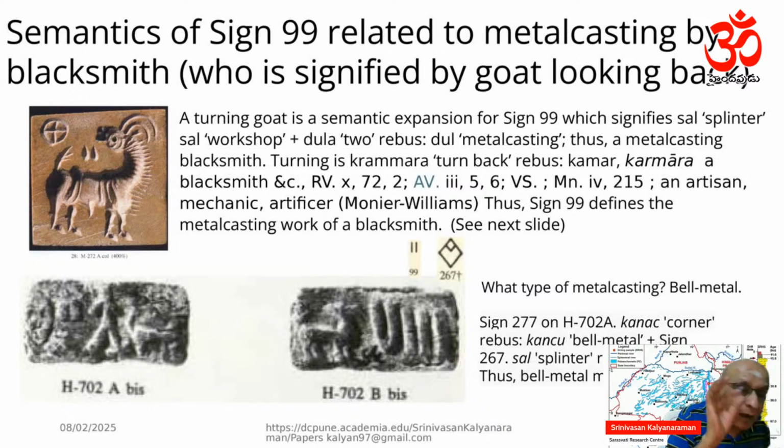Now take a look at the next slide. Now look at this. Sign 99 is shown here, that splinter stroke. It's a saw workshop we have seen. Then the goat is looking back. Breka is looking back, milaku, copper. Copper, sal, workshop. Then there's a small little tail. That tail also has a meaning. Kola, koli is a tail. Kol means working in iron.